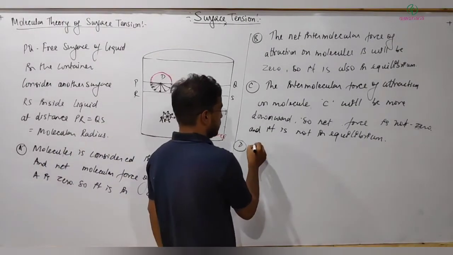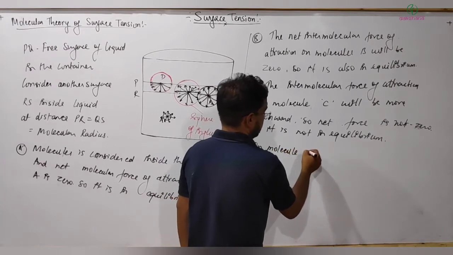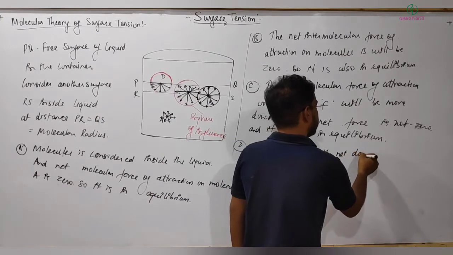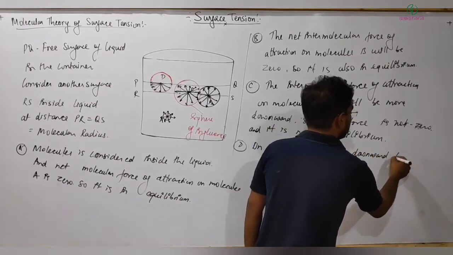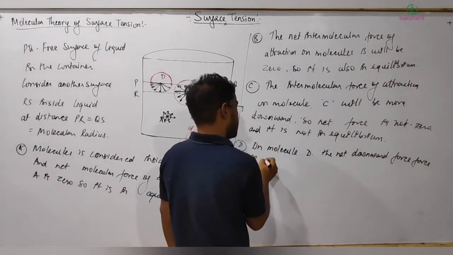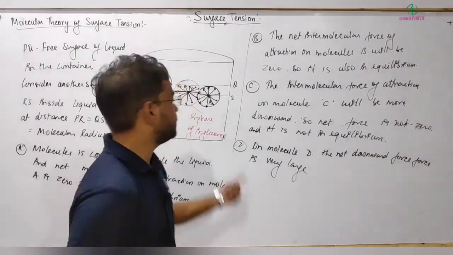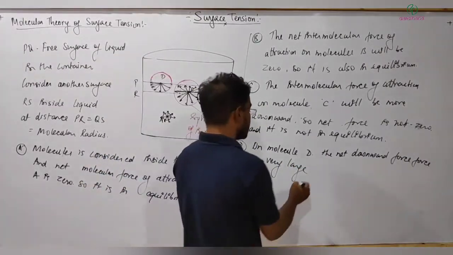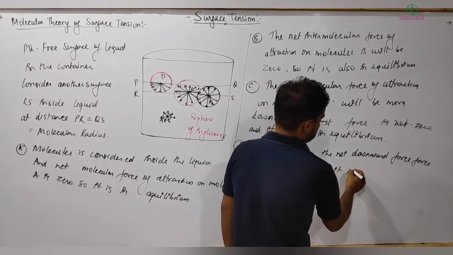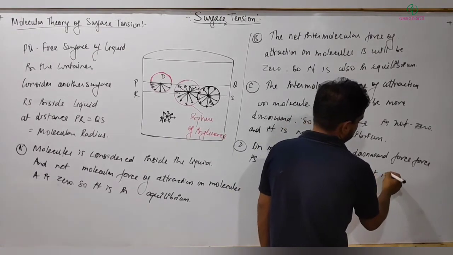So here you can say on molecule D, the net downward force is very large. Very large means compared to other molecules, is it? Large, and it is unbalanced. I guess it's not in equilibrium.